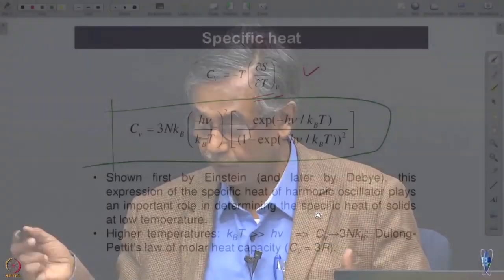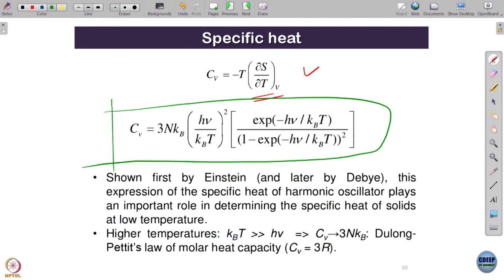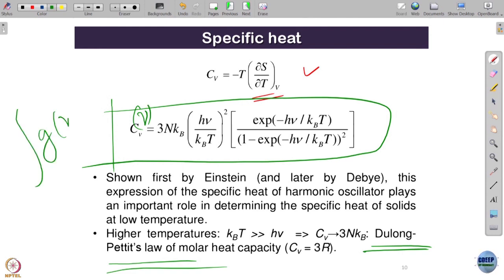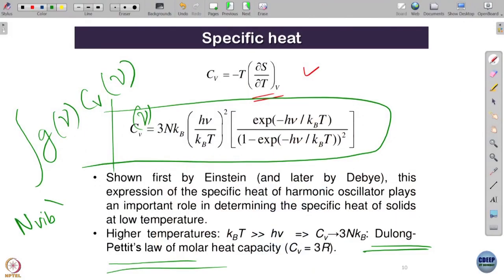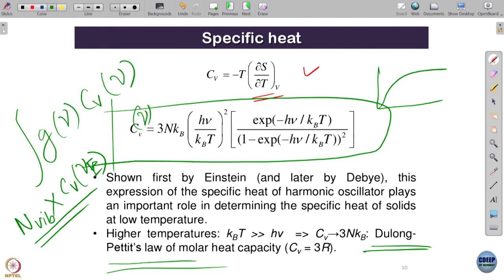Now, going to a solid, as shown by Einstein and later by Debye, this expression of the harmonic oscillator plays an important role in the specific heat of solids at low temperature. At high temperature you go to the Dulong-Petit law, but at low temperature, in order to calculate, we make it frequency dependent, Cv(nu), and then we have to integrate with the density of states g(nu), and this is what Einstein did. Einstein said, okay, all the frequencies are the same, identical, then I have N number of vibrations times Cv(nu Einstein), and then I put that nu Einstein here, and I get an exponential dependence, as Einstein showed in this region.